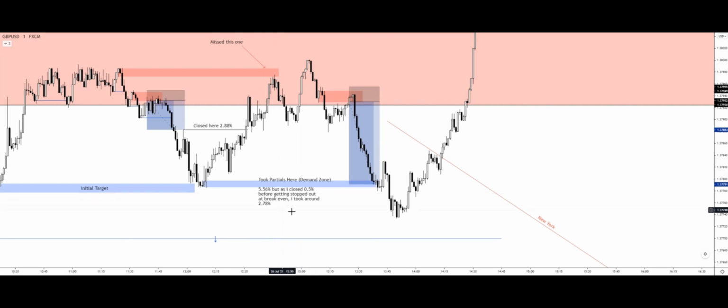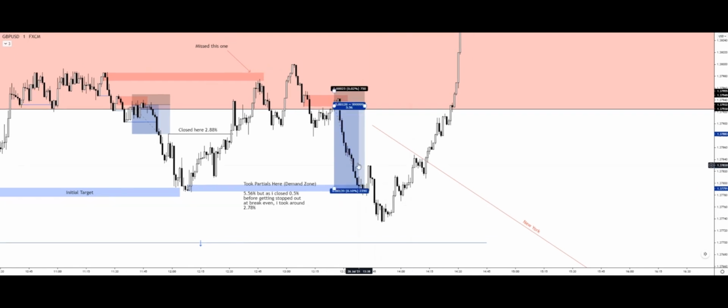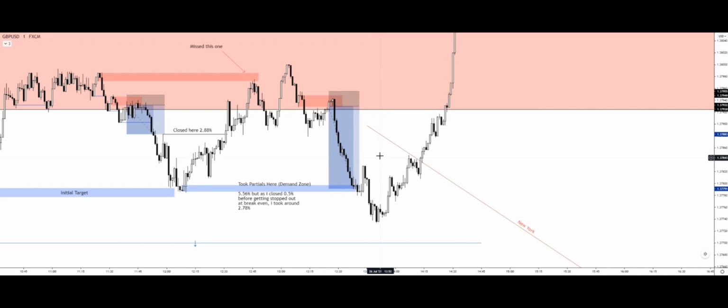5.56%, but as I closed 0.5% before getting up to break even, I took around 2.78%. So pretty much what happened is I took partials here. I was looking to continue to hold, and then price just pretty much continued to come up and up and up, took us out of break even.